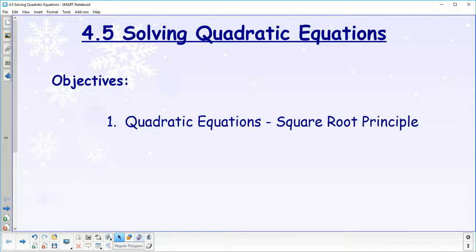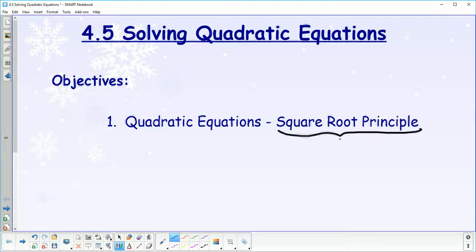So far we have done it two ways. We've talked about solving quadratic equations by factoring and then doing the zero product property. That's when we set each one of those factors equal to 0. Last time we did the quadratic formula, which, remember, was identifying A, B, and C and plugging them into that formula. And today we are going to do something called the square root property.